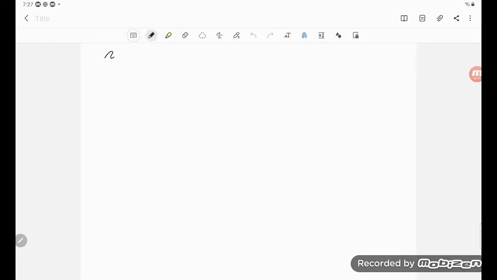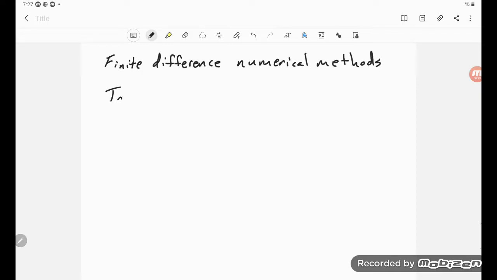Alrighty, so we're going to look at finite difference numerical methods. Okay, and we're going to first start with just the Taylor series approximations, so we can kind of see where all this comes from.